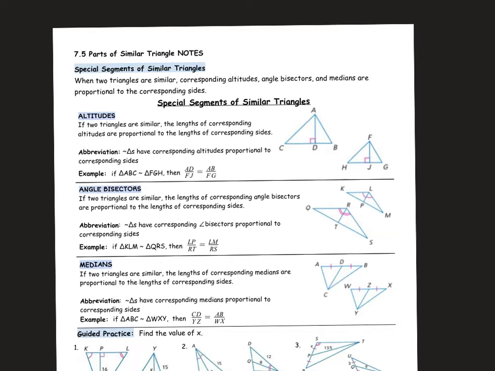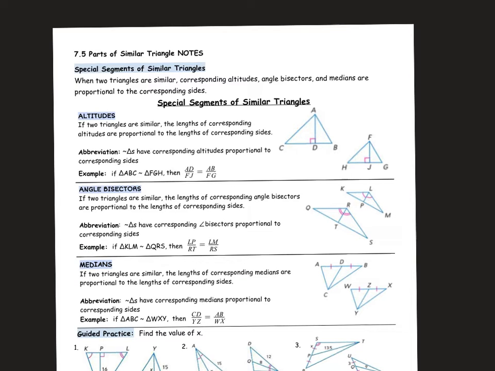Hello everyone. Today we're looking at 7.5, parts of similar triangles. This section is largely going to review based on what we've been doing for the past couple weeks, as well as some material from last semester. As you may recall, the words altitudes, angle bisectors, and medians.